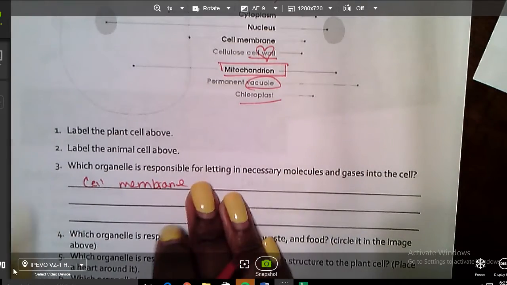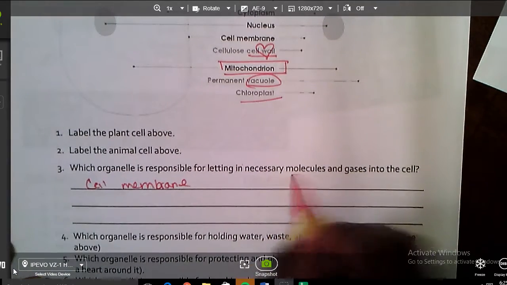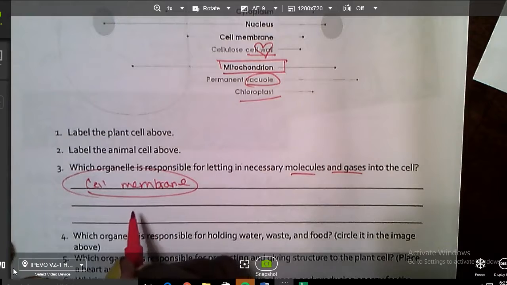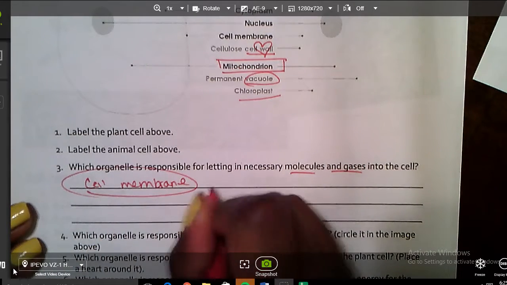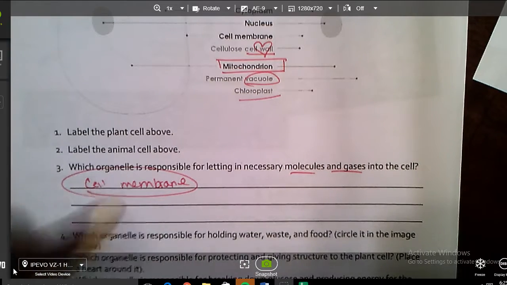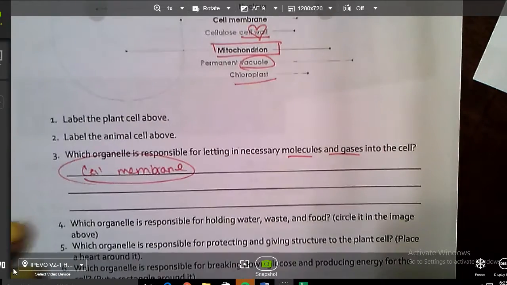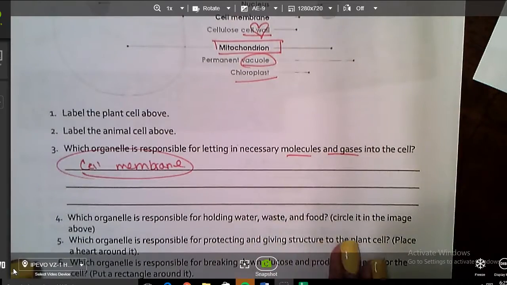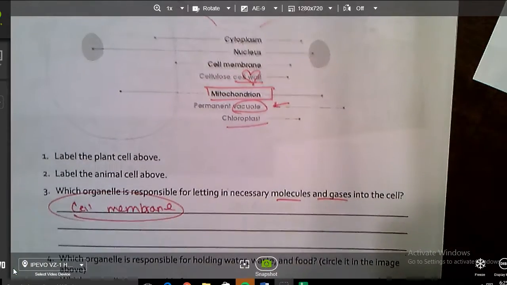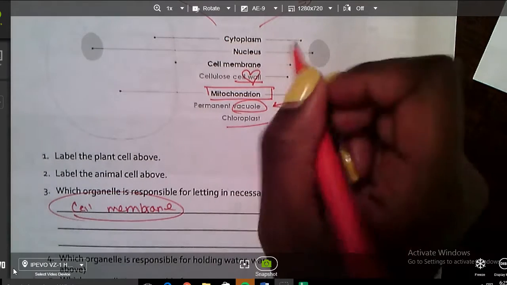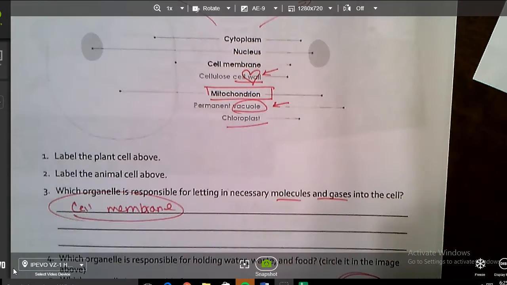Which organelle is responsible for letting in necessary molecules and gases? You should have said the cell membrane. Now, you see, I'm moving quickly and just shutting down the word. I need complete sentences from you, so you cannot just write cell membrane here. Which organelle is responsible for holding water, waste, and food? Circle it. You should have circled the vacuole, which is here. Which organelle is responsible for protecting and giving structure to the plant cell? You should have put a heart around cell wall here.